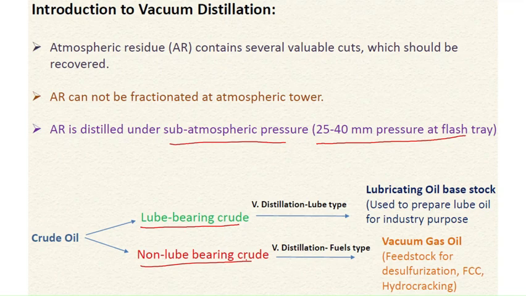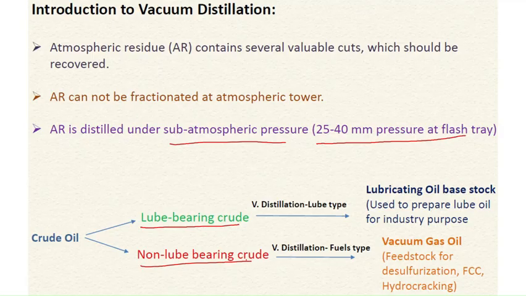The lube bearing crude is one in which large paraffinic chains are available. These large paraffinic chains provide the lube, basically the lubricating part. It is used in various machines for lubrication and for the reduction of friction between the moving parts of a machine. So the hydrocarbon cuts responsible for the lubricating property are basically large paraffinic chains. Mainly paraffins are responsible for lube bearing properties.